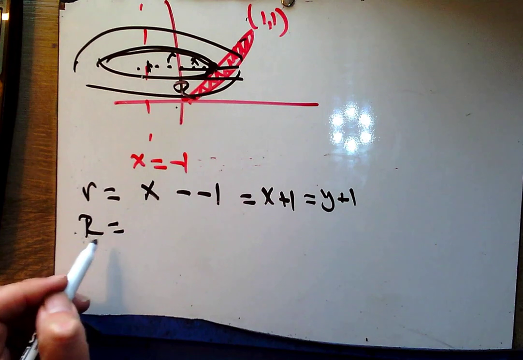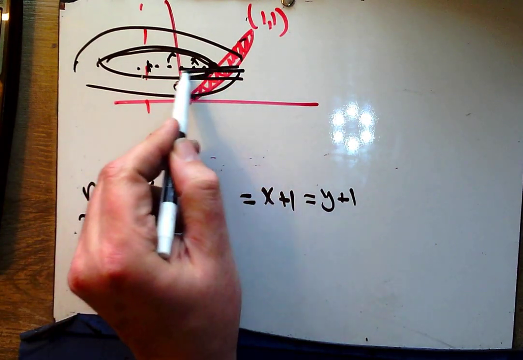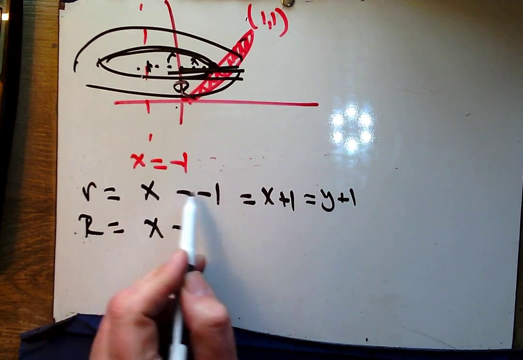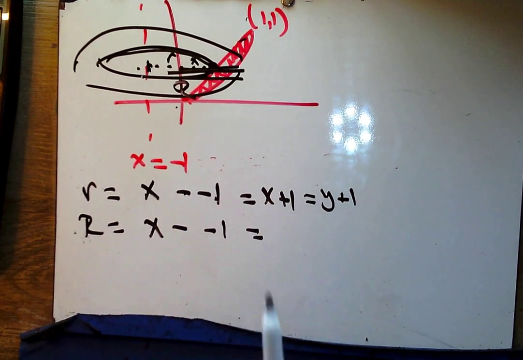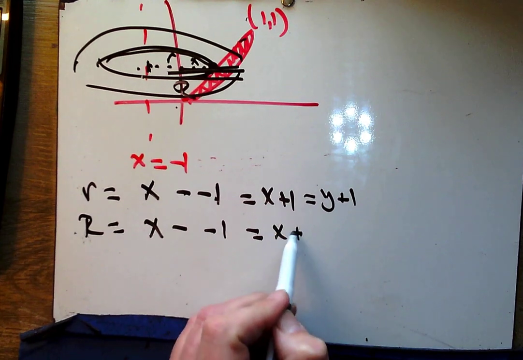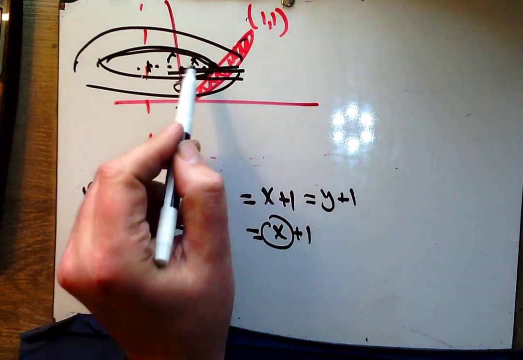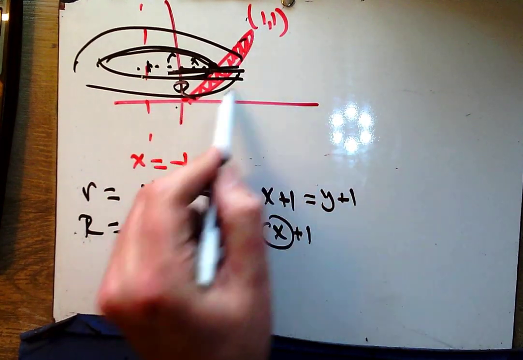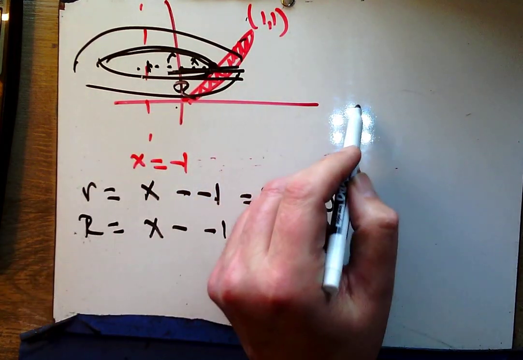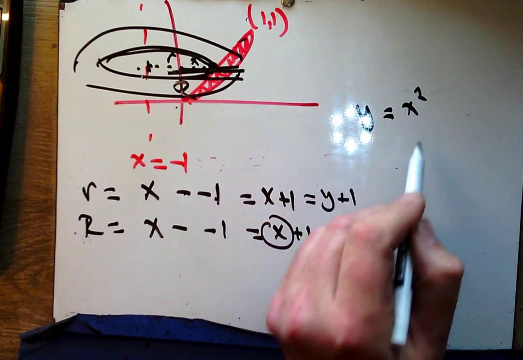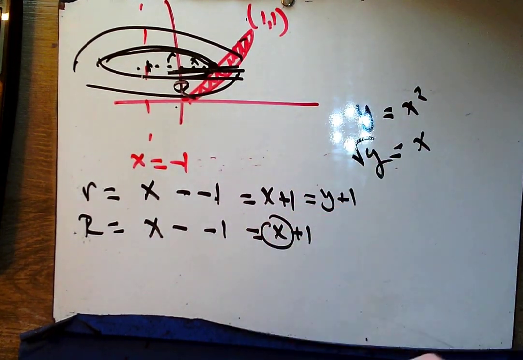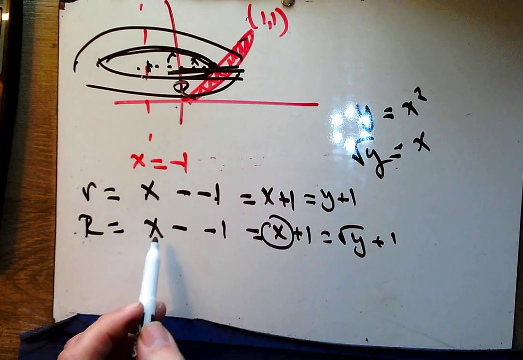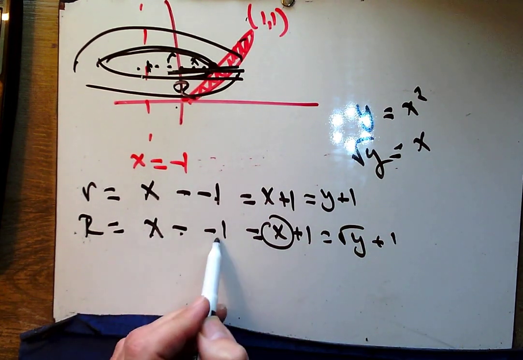Big R? Well, big R is also an x value, and I do still want to say right minus left. Except in this situation, this x value isn't the one that goes to y equals x. It's the one that goes with this y equals x squared. Y equals x squared. And so x is the square root of y. So this is square root of y plus 1. And really it was square root of y minus a minus 1.